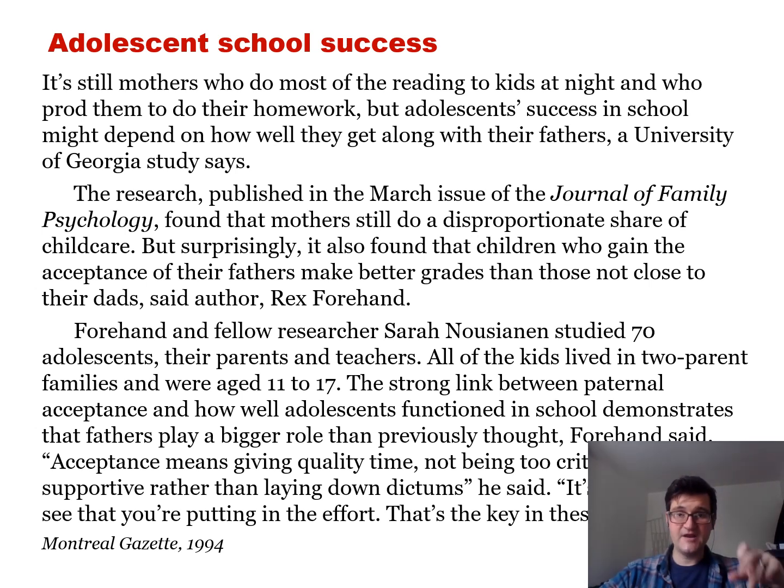Forehand and fellow researcher Sarah Nuzianen studied 70 adolescents, their parents, and teachers. All of the kids lived in two-parent families and were aged 11 to 17. You can see here that they've disclosed the sample size, and they've also said that the kids were comparable on these things, that this was the age range, and that they all had lived in two-parent homes. There were no kids with single parents, who wouldn't be comparable in this case, because we would be comparing kids who only have a father or only have a mother to ones who have both.